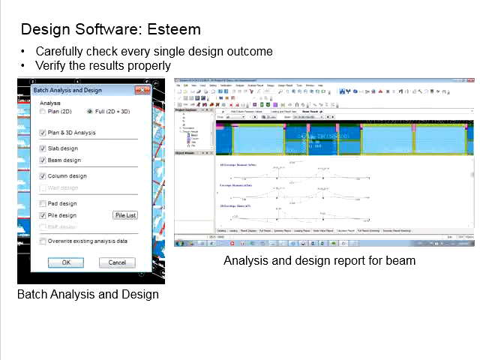You need to carefully check every single design outcome and verify the result properly. Normally, the software will give you the result in terms of the moment and shear, which you can observe from their design reports. You will need to vet through the design report if there are any illogical responses of the structure. Take some time to do some verifications. Maybe randomly choose a few members to check against your manual calculations or your design spreadsheet.